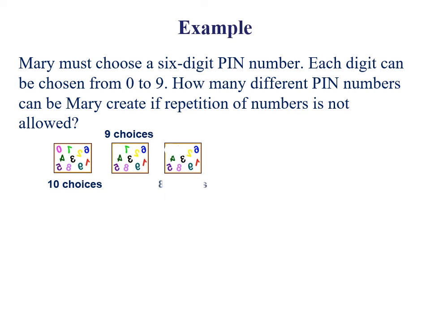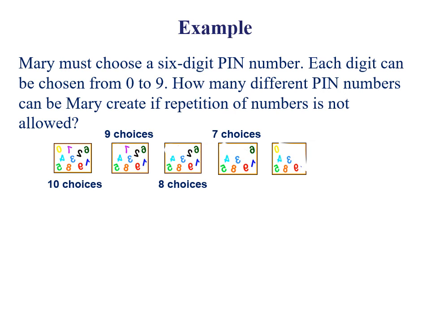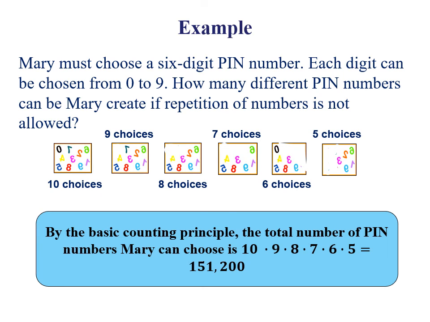For the third one, we have 8 choices. For the fourth one, we have 7 choices. For the fifth one, we have 6 choices. And for the sixth one, we have 5 choices. Therefore, the number of PIN numbers she can choose is 151,200.